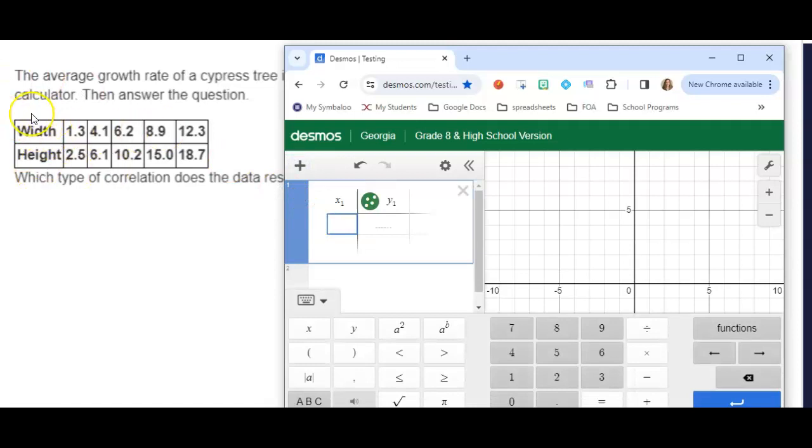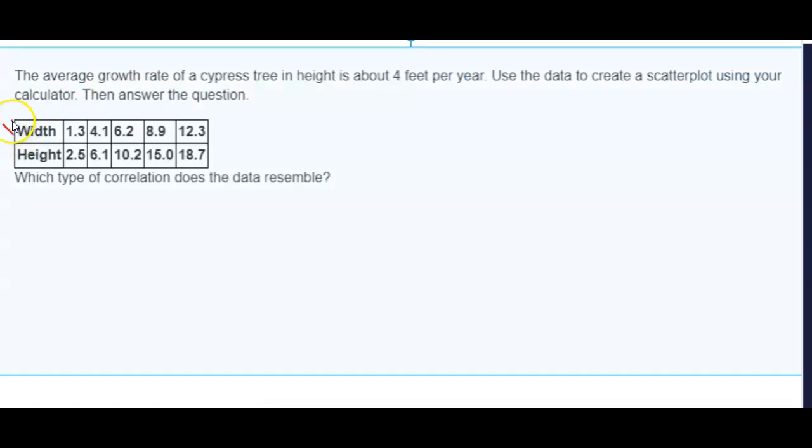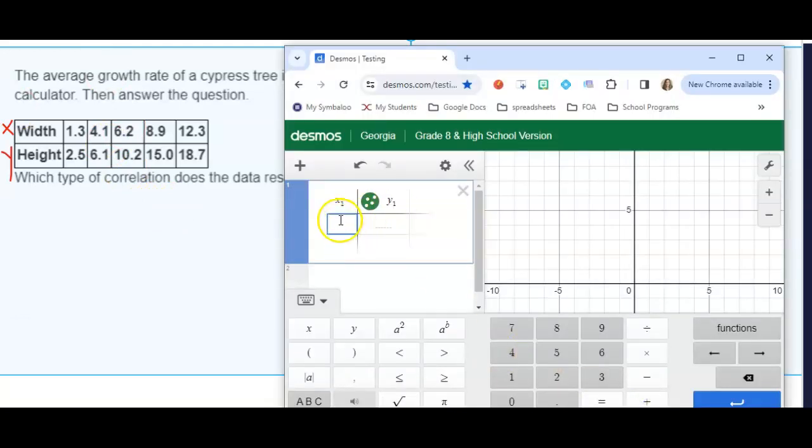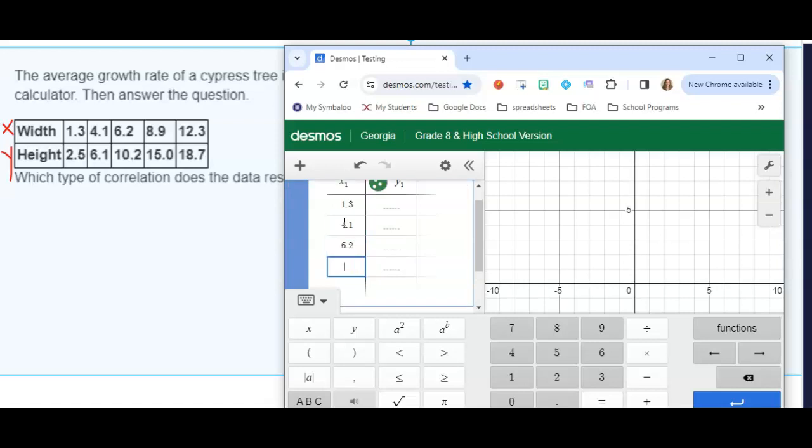Now over here, they're not labeled X or Y, so this is something you are responsible for knowing. Whatever is on the top of the table is the X and the bottom is the Y. If they had written your table vertically, then the first column is the X and the second column is the Y. So once we know what our X and Y are, we can go ahead and type them in our table. So our X values, we're going to have 1.3. I like to just hit the enter. And then 4.1, enter, 6.2, enter, 8.9, enter, 12.3, enter.